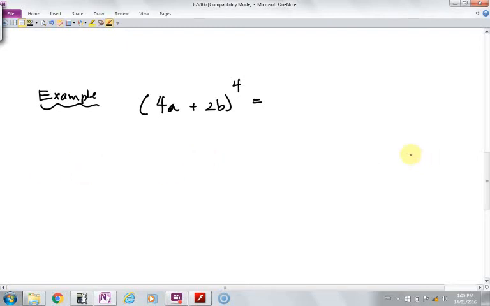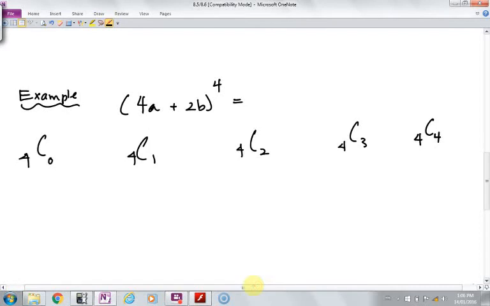I do the chooses. And what am I going to have for my chooses? What's the number I'm going to write first? What's n? 4. So I'm going to have 4 choose 0, 4 choose 1, 4 choose 2, 4 choose 3, and then 4 choose 4. I didn't leave myself quite enough room, but look, I can make more.